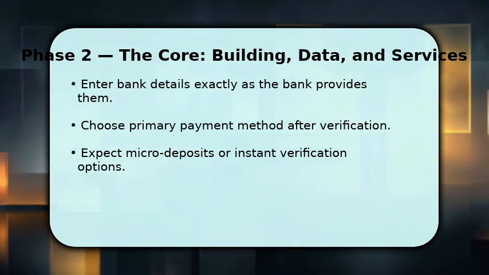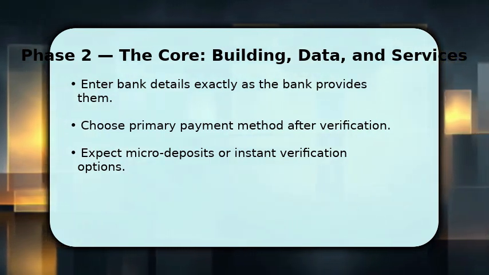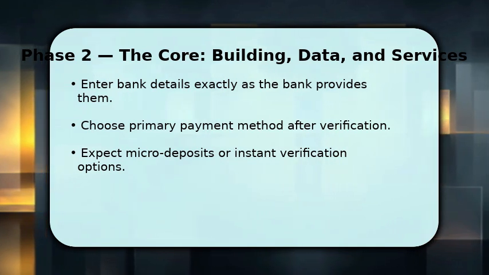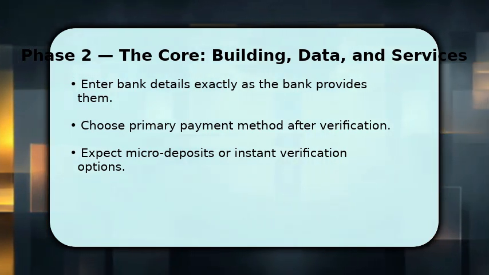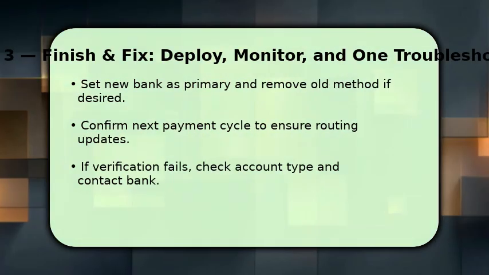Once the microdeposits appear, return to Manage Payment Methods and enter the exact deposit amounts to confirm ownership. After verification, finish by designating the verified bank as your primary payment method. This directs all future payouts there.